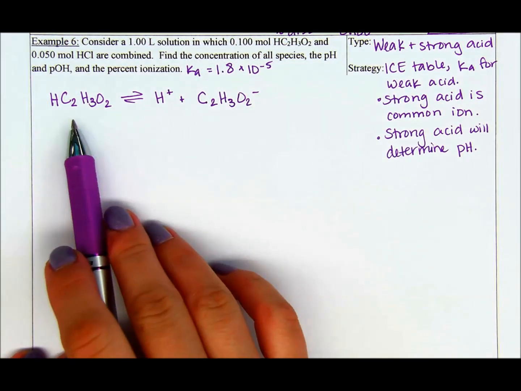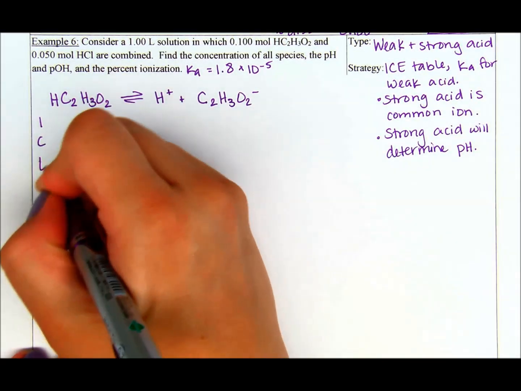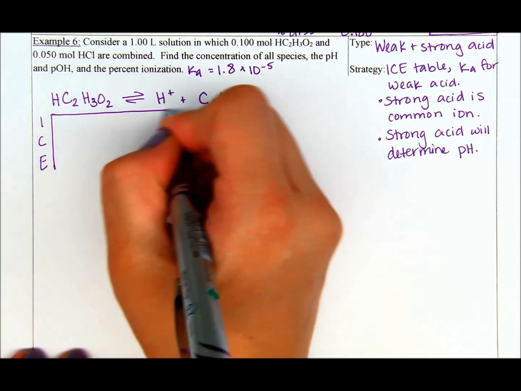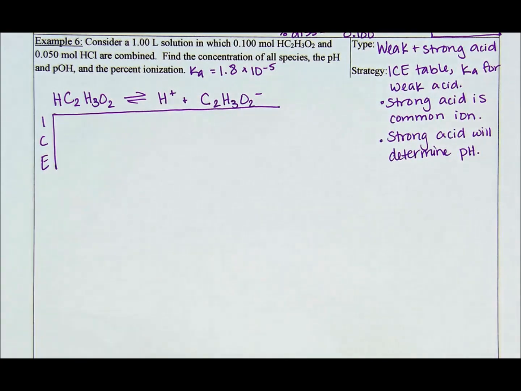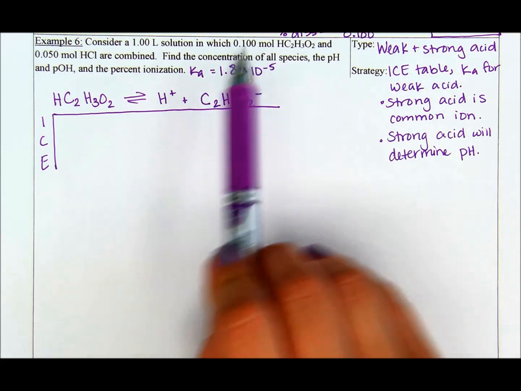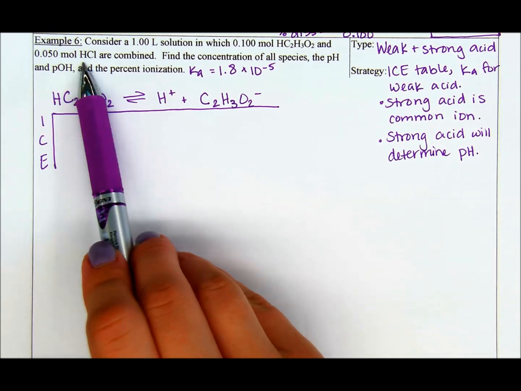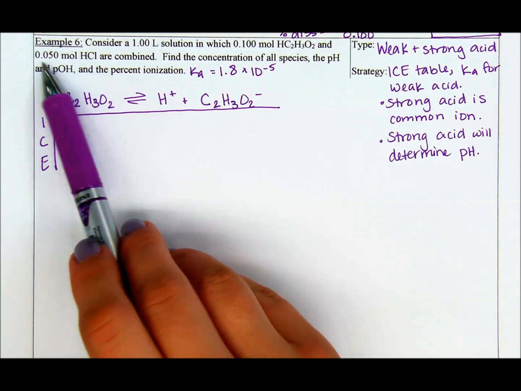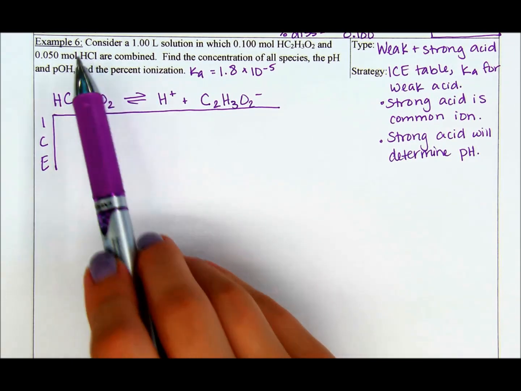Now I'm writing my equation for my weak acid, and I'm doing an ICE table for my weak acid because I already know that my strong acid is going to dissociate 100%. You don't even really need an ICE table for that. You just know that you're going to get 0.05 moles of H plus, right? So all of these moles are going to be H plus.